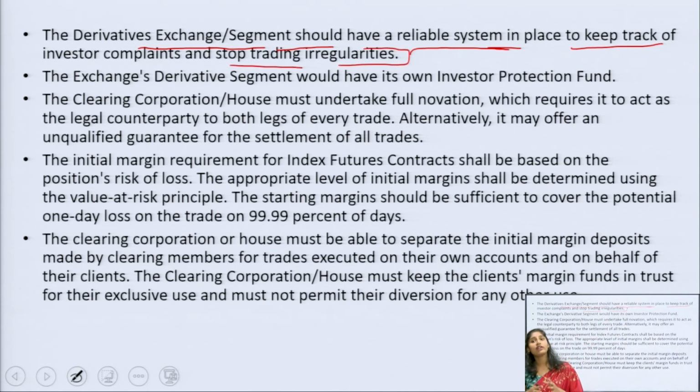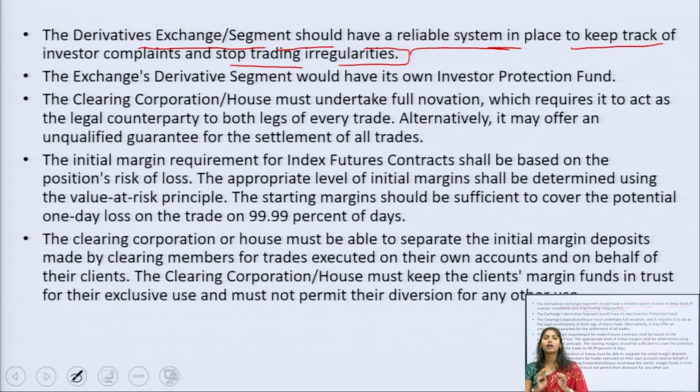So just now I have explained some of the issues investors have related to their dealings, related to their trading, or any kind of complaints they may have. So in that case, the derivative exchange segment should have a reliable system. उनके पास एक सिस्टम होना चाहिए प्रॉपर टू ट्रैक दैट पर्टिकुलर इन्वेस्टर कंप्लेंट्स.